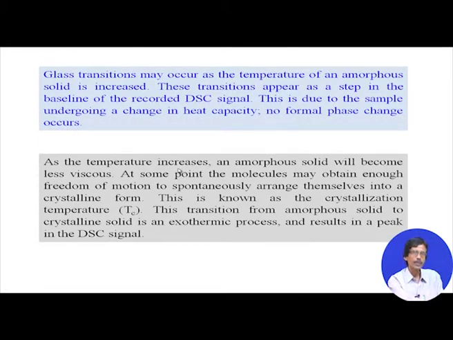So, as we keep on increasing the temperature, what we started with, which is not a glassy substance but an amorphous solid, will be less viscous. At some point, the molecules may obtain enough freedom of motion to spontaneously arrange themselves into crystalline form. So, if it is less viscous, that means viscosity is decreasing at TG, the glass transition temperature. So, you have more freedom of movement of the molecules, and this temperature is basically responsible for the crystallization of the molten species, as we grow crystals from solutions.